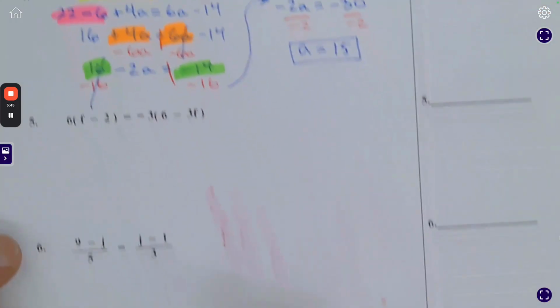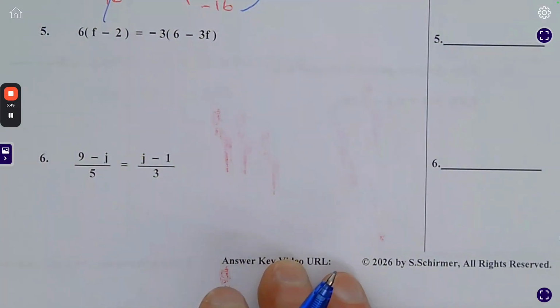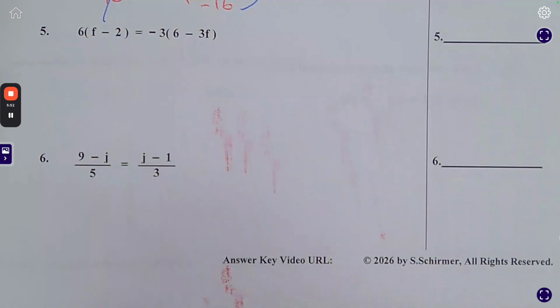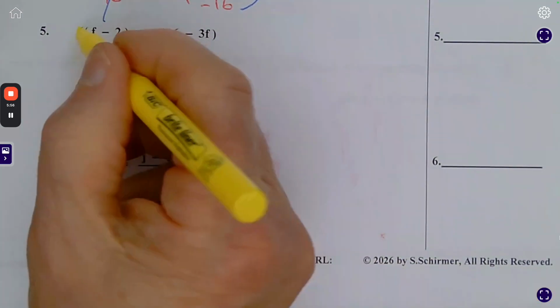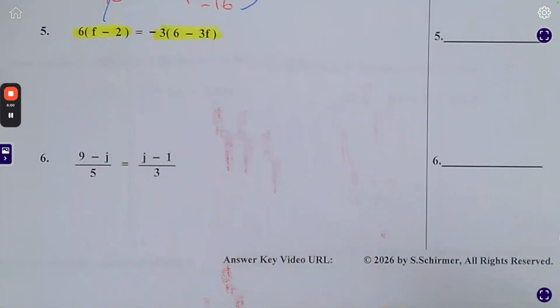All right. Let's keep going, kiddos. Let's keep going. Here's number 5. Okay, so I always take a minute and look and see what I'm dealing with. So I'm dealing with distribution twice on that side and that side, so that's not bad. Distribution twice. So I'm going to go ahead and distribute the 6 times f.